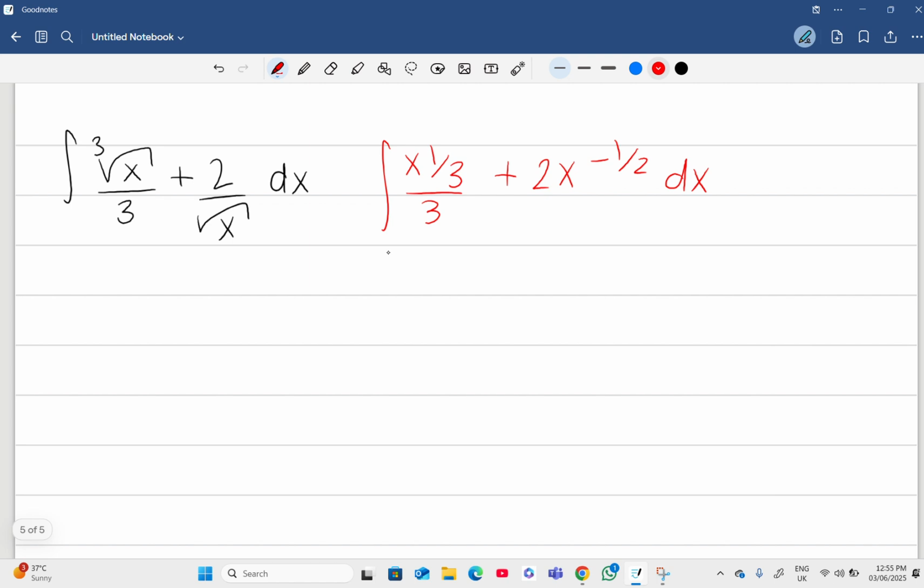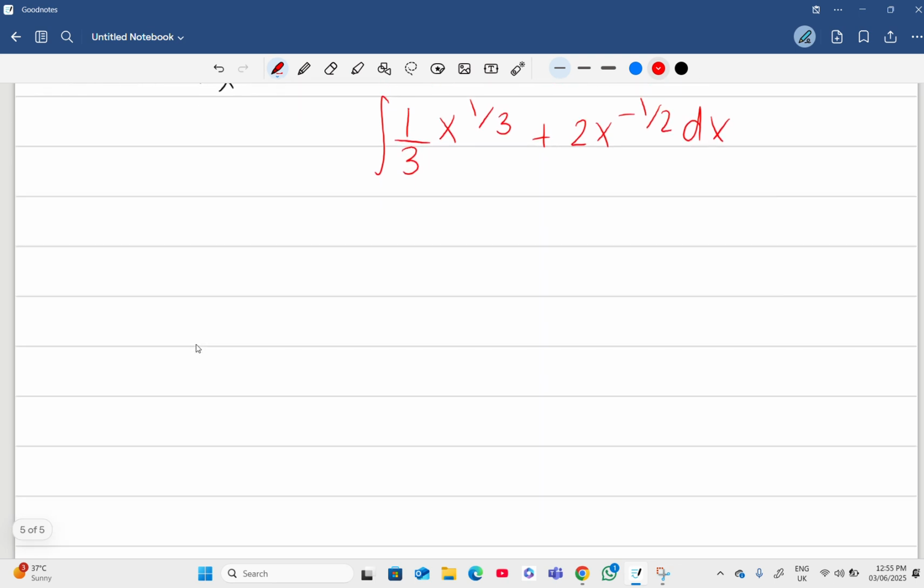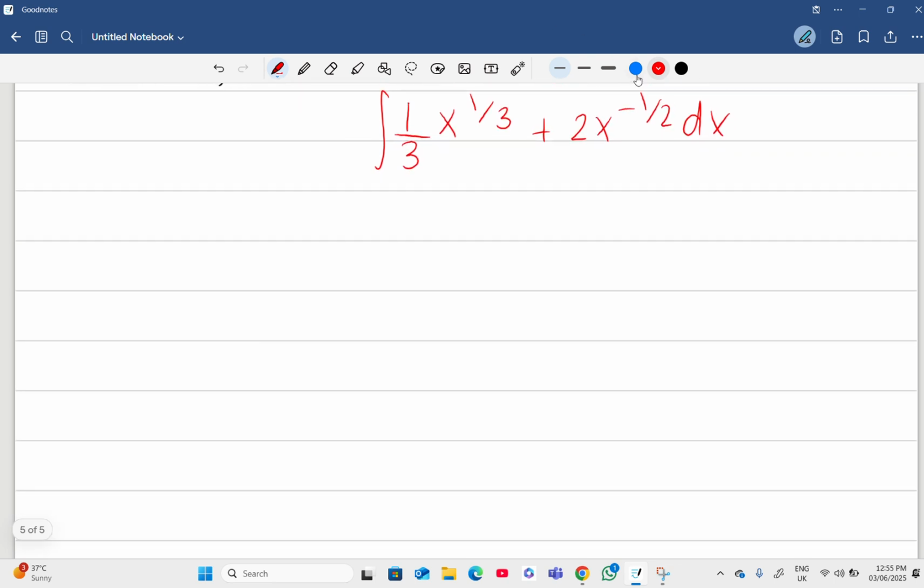I did not start the integration. Now this is the same thing as saying 1 over 3 x to the power of 1 over 3 plus 2x to the power of negative half dx. I just took the coefficient out so I don't confuse myself. So now let us start with the integration. I'm going to take, like we said, 1 over 3 on its own, and I'm going to find the integration of this on its own.